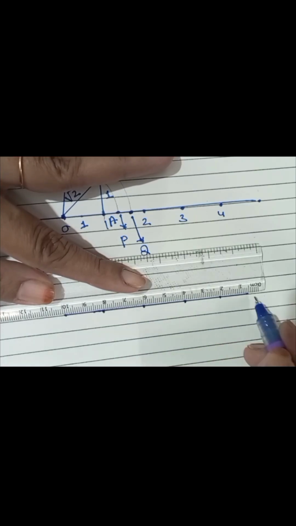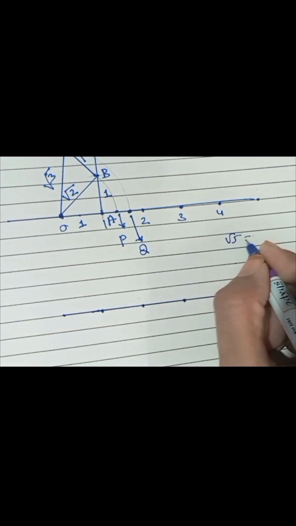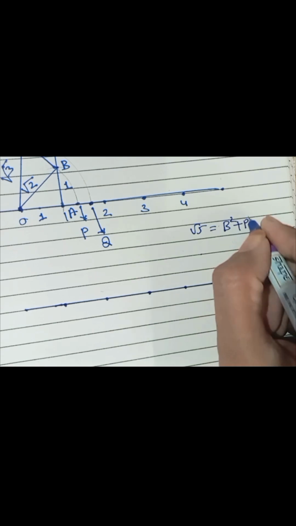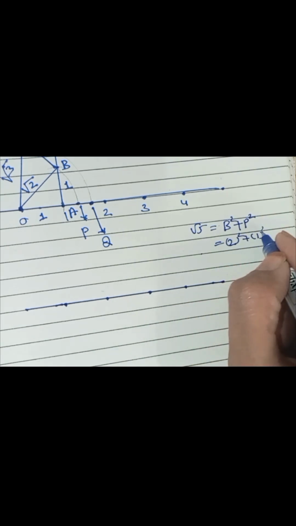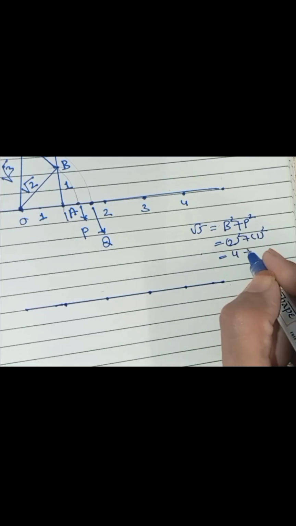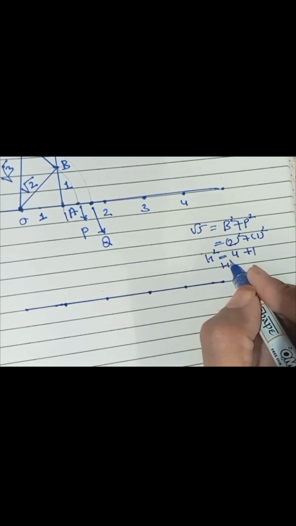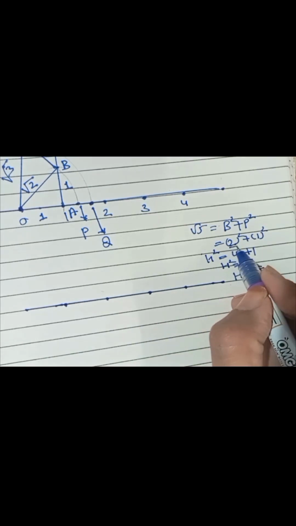So in order to calculate the value of root 5, what is the condition? The perpendicular and base: h squared is b squared plus p squared. So if base is 2 and perpendicular is 1, then the square of 2 is 4, the square of 1 is 1. So h squared is equal to 5, or h is equal to root 5. So what is the condition? The base should be 2 units and the perpendicular should be 1 unit.